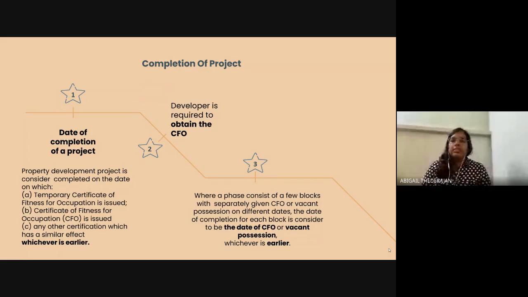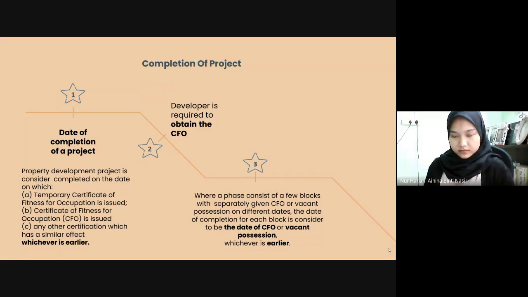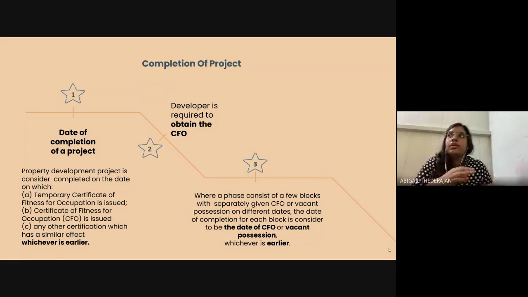For a condominium, there is condo A, condo B, and condo C. These are considered phases and by block, and they might have separate CFOs which might come on different dates. So it goes according to that block. That means if condo A has already gotten its approval, the whole project for condo A is considered completed also. So whichever is earlier.